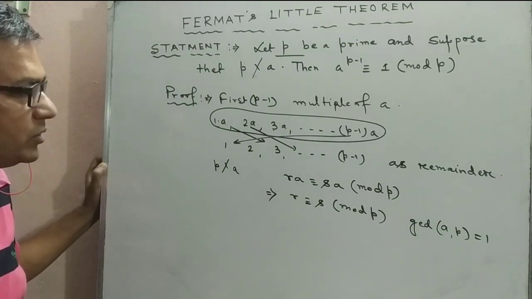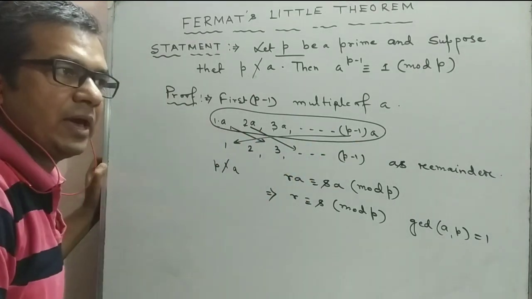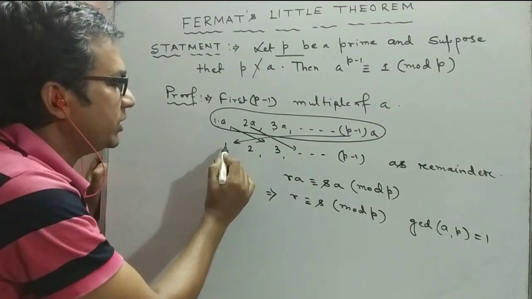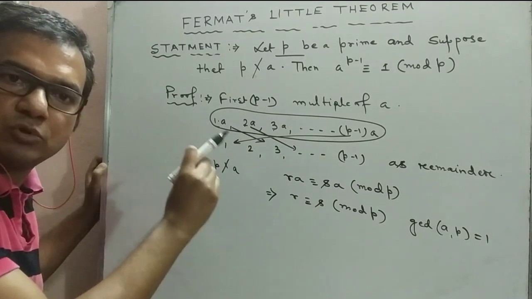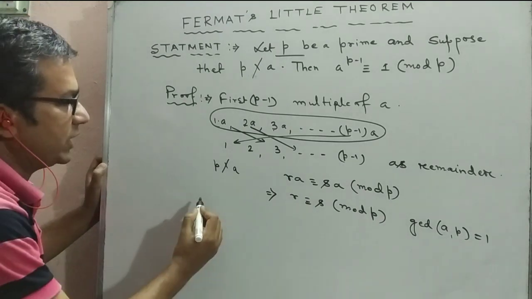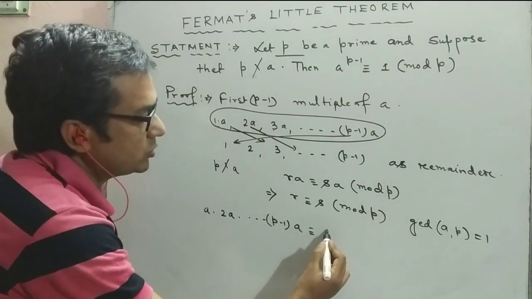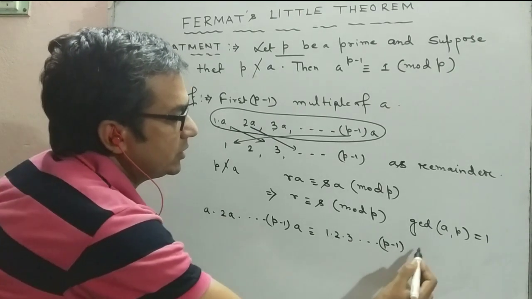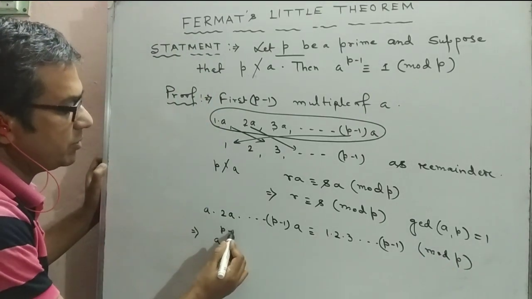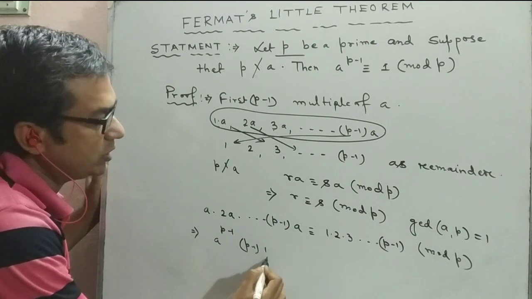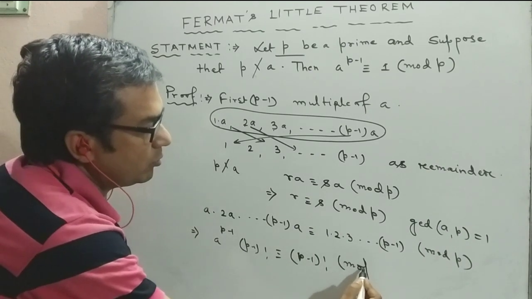Now, if we multiply all of them on the left hand side, and multiply all of them on the right hand side, 1, 2, 3 to p minus 1, then obviously it is congruent modulo p, and we get a times 2a to p minus 1 times a congruent to 1, 2, 3 to p minus 1 mod p. Okay, that is a to the power p minus 1 into p minus 1 factorial congruent to p minus 1 factorial mod p.